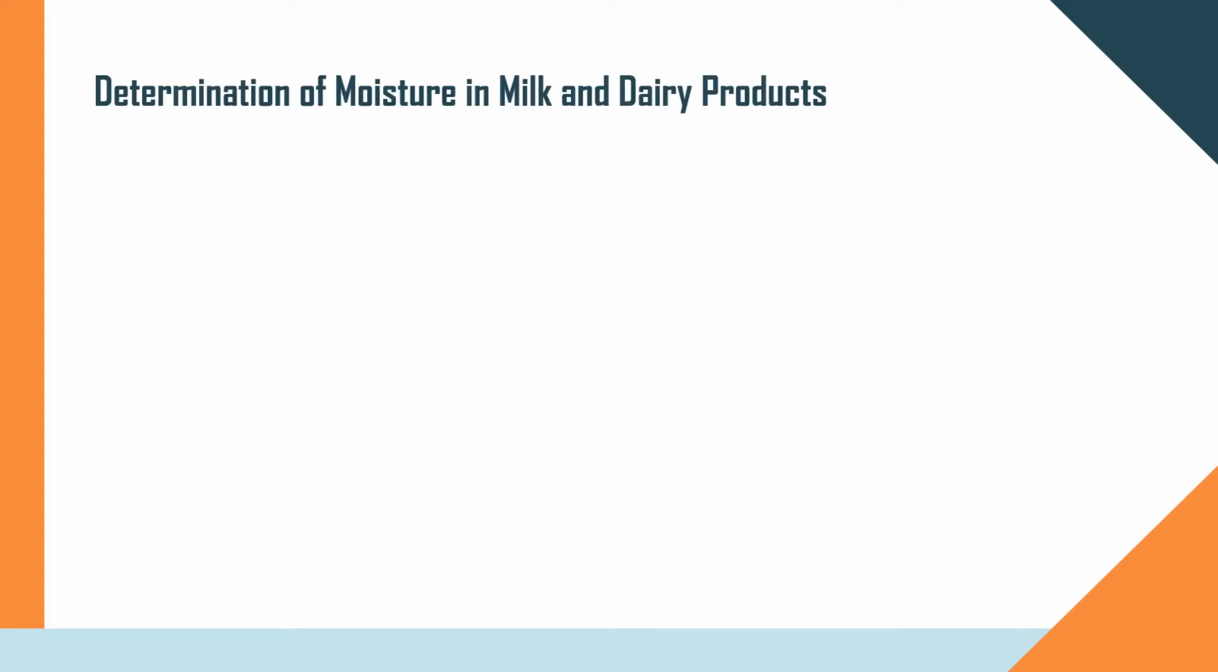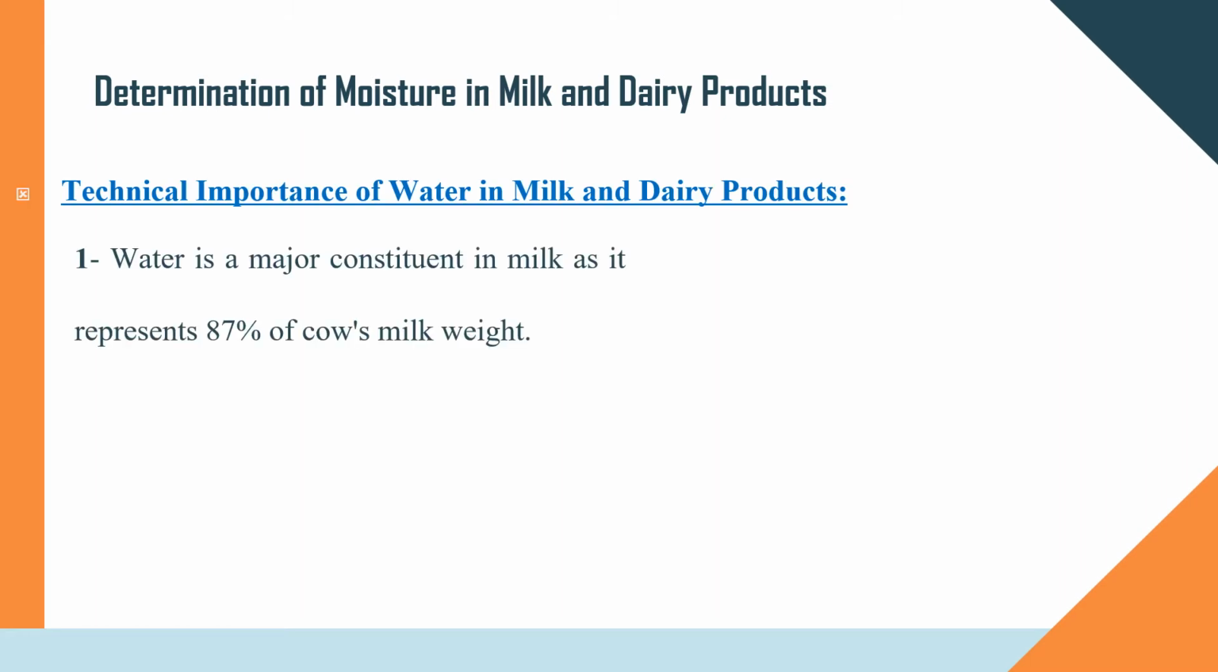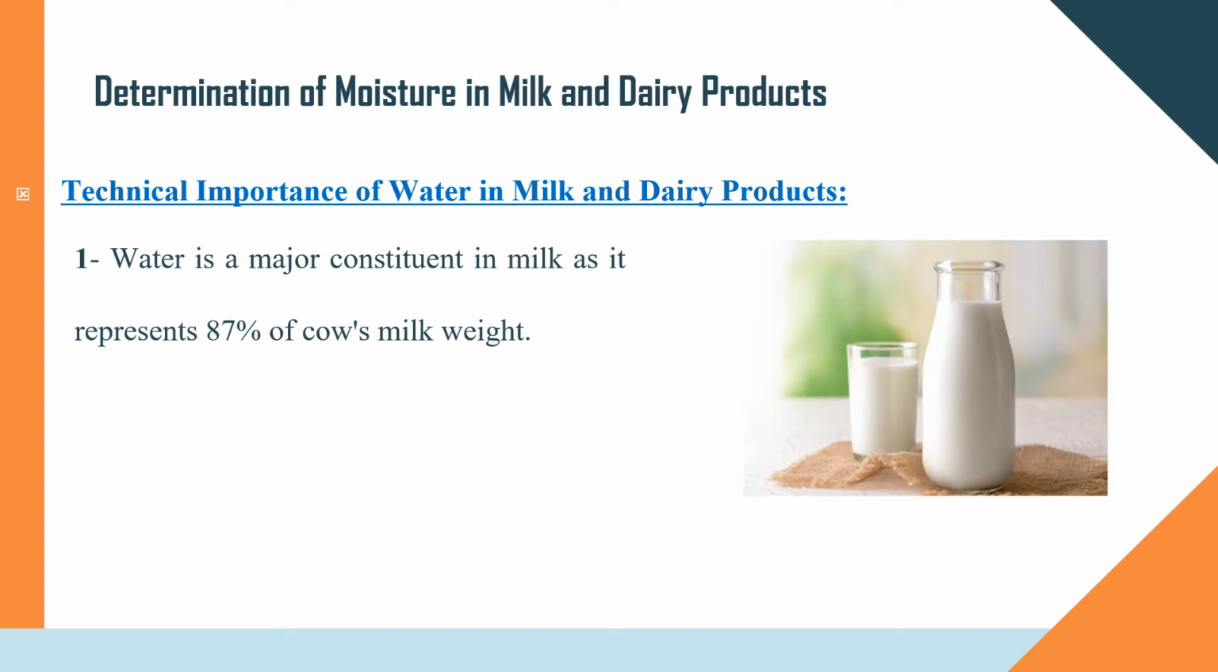If we start with moisture, let's ask ourselves a question. Why is it important to determine moisture content? What is the importance of moisture for milk and dairy products? In fact, water is a major component in milk and dairy products. It makes more than 3/4 of the milk weight. You have to remember all the time that milk is a liquid, so it is mostly water. So it is water that contains other components. Water is the main component in it.